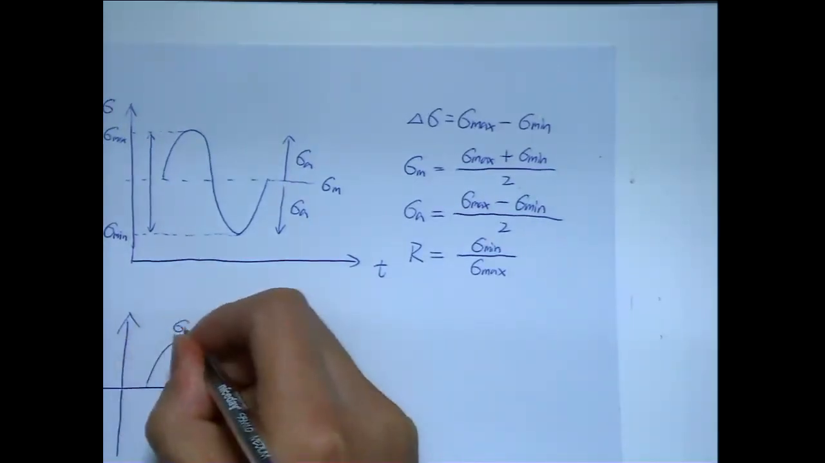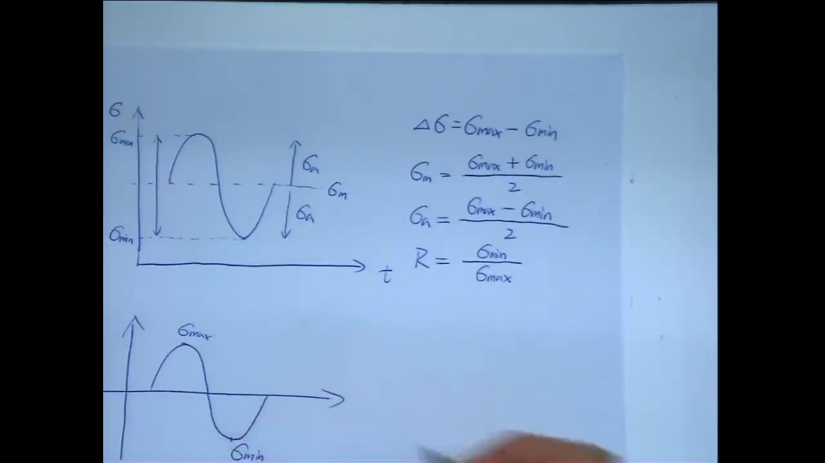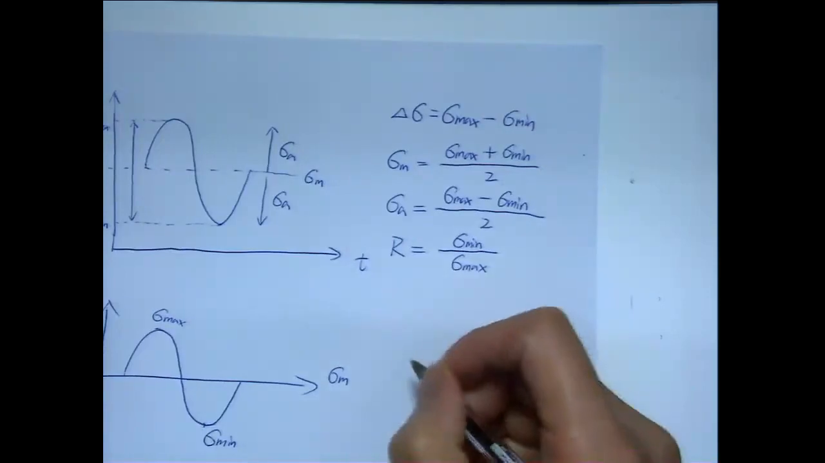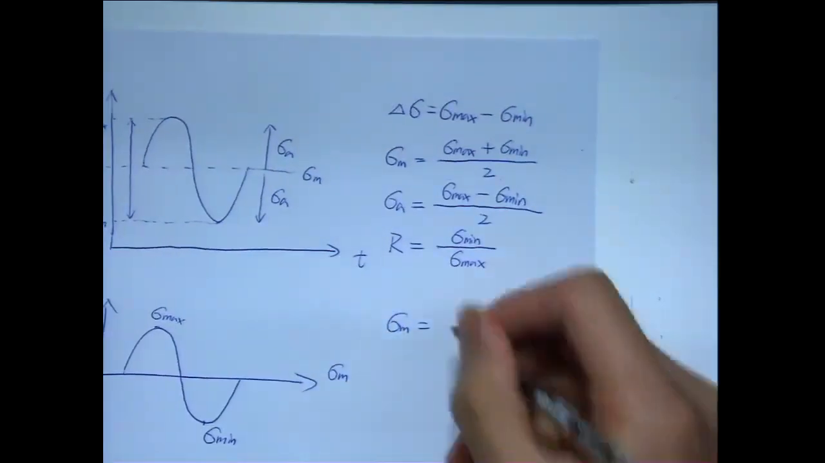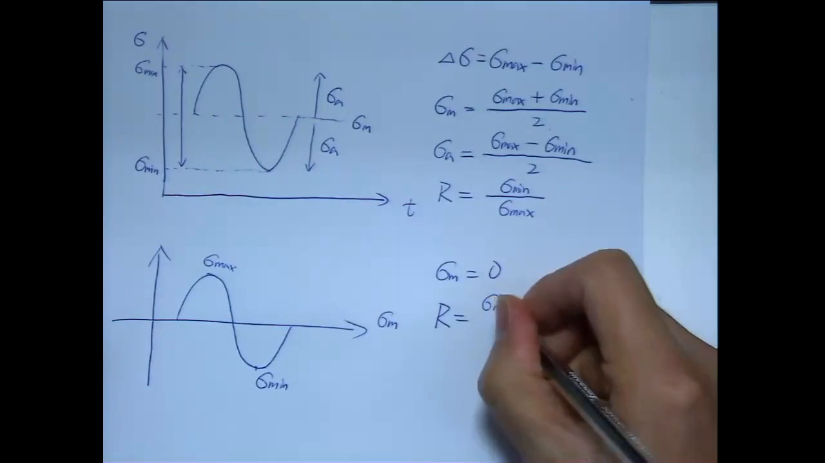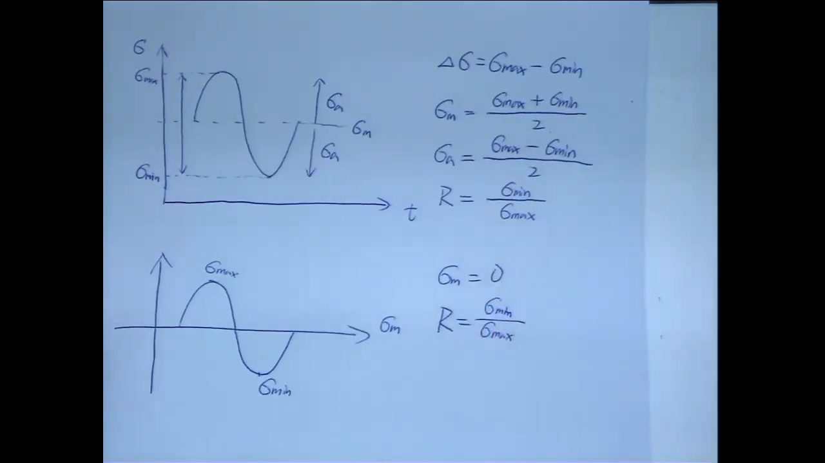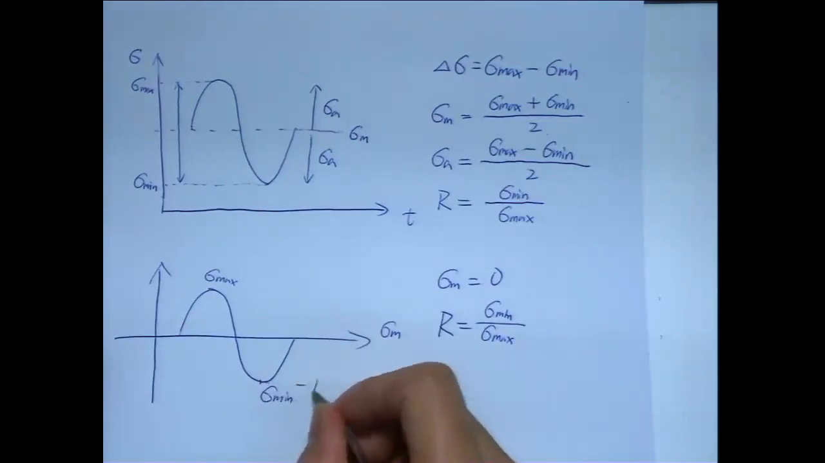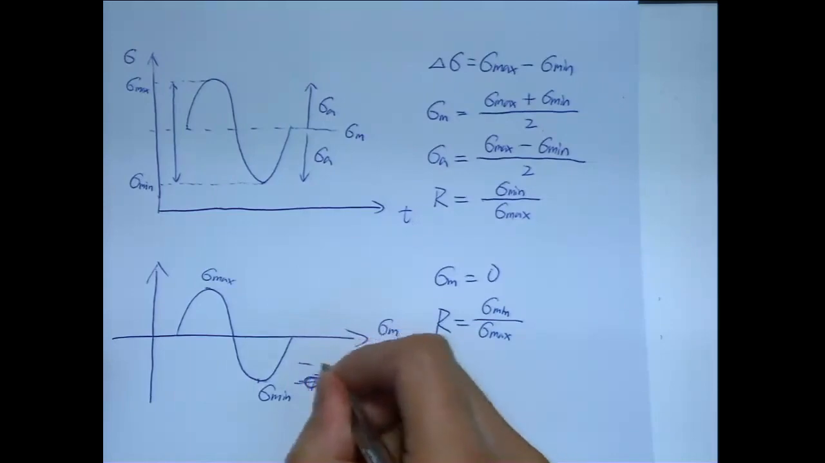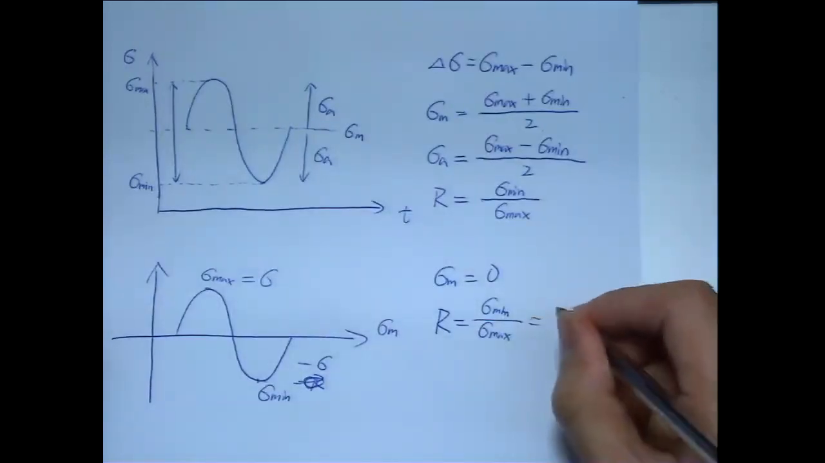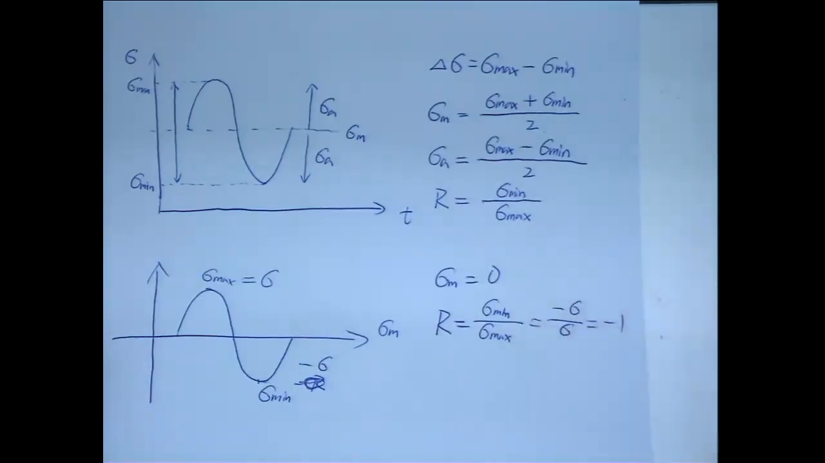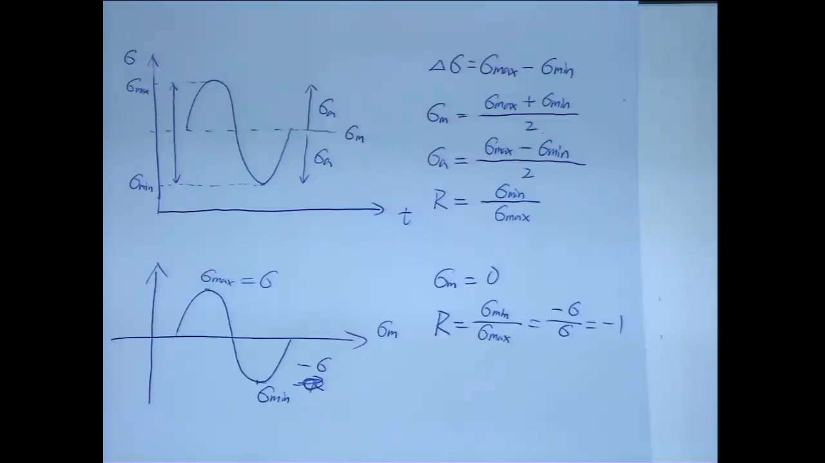So sigma max here, sigma mean. Now if you look at the average stress, sigma m equal to 0, right? But if you look at the stress ratio, which is sigma min over sigma max, here is minus sigma, here equal to sigma. So that gives you minus sigma over sigma, which gives the value minus 1. It looks a bit weird, but if you get familiar with that, every time you see R equal to minus 1, that is the typical loading where the mean stress is 0.